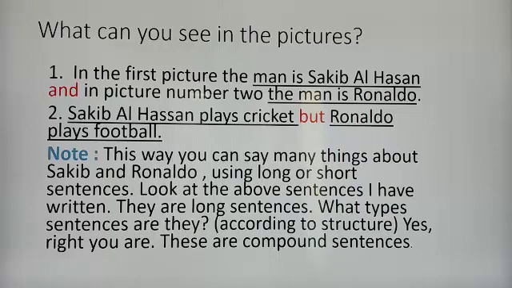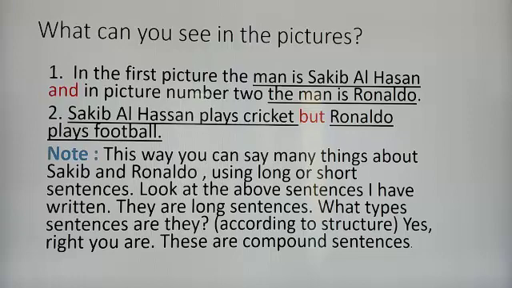Look at the use of and and but. I use and to say something similar. Both of them are players. There is a similarity. Then in the second sentence, I use but. You see there is something opposite. One is a cricket player, and on the other hand, the other is a football player. So there is dissimilarity. Hence, I use but. So these 2 long sentences I have written for you. This way you can say many things about Saqib and Ronaldo using long or short sentences.